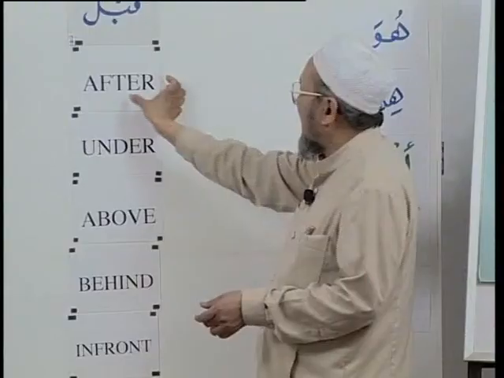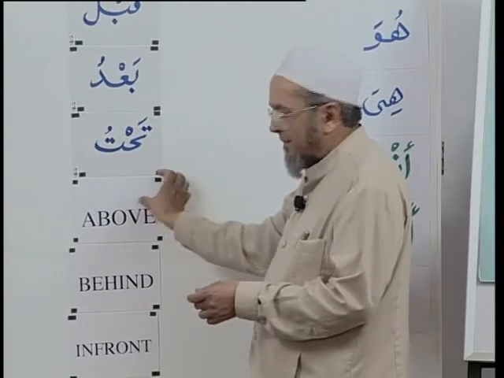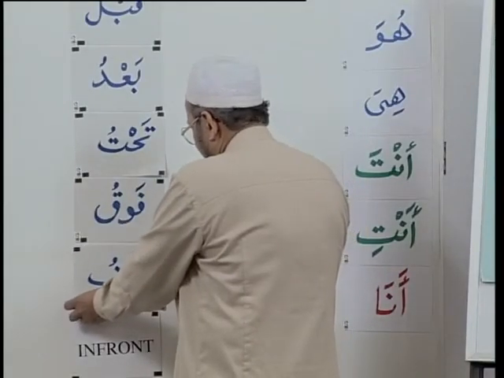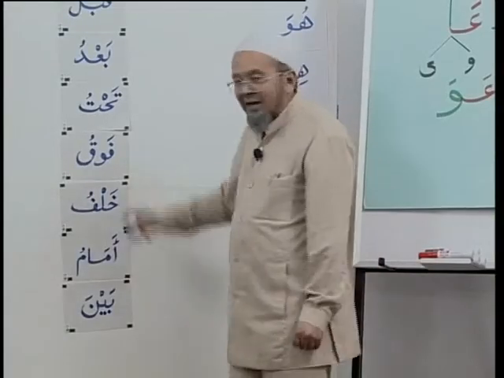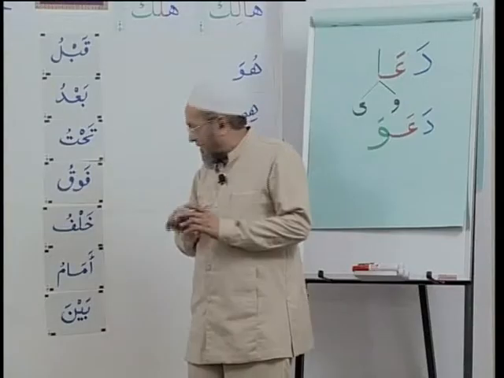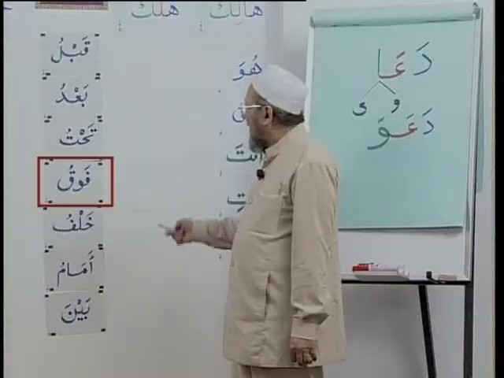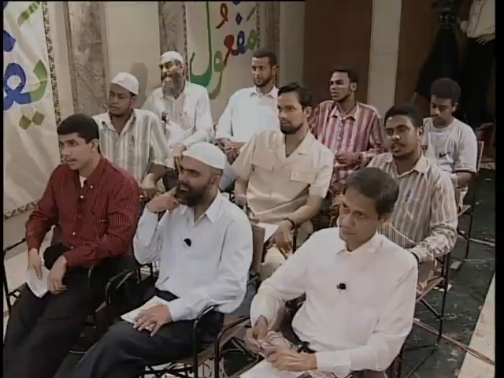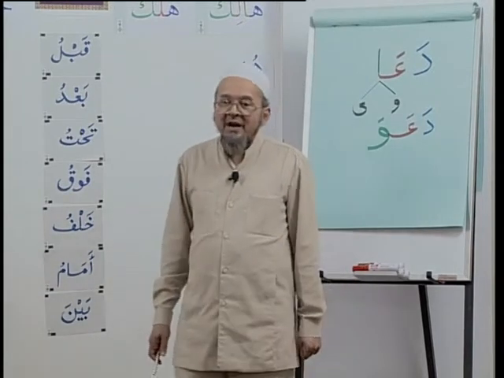Let us identify them. After, ba'd. Under, taht. Above, fawq. Behind, khalf. In front, amam. And between, bain. Taht, under. Khalf, behind. Amam, in front. Bain, between. Ba'd, after. Qabl, before. Fawq, above. Under, taht. Before, qabl. After, ba'd. Between, bain. Now all these in Arabic are regarded as adverbs.